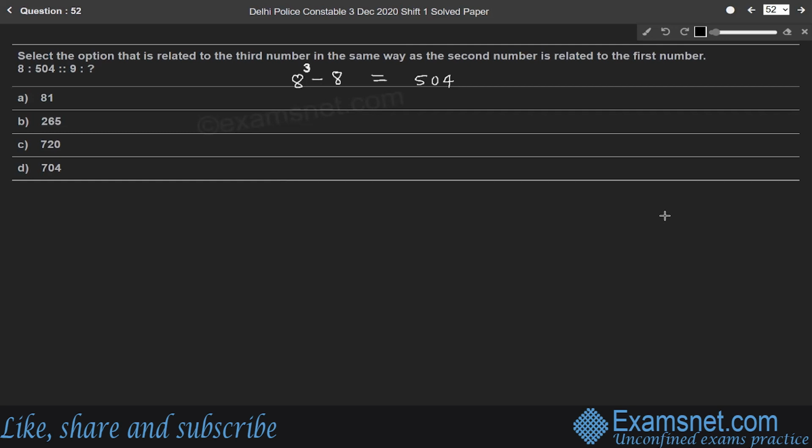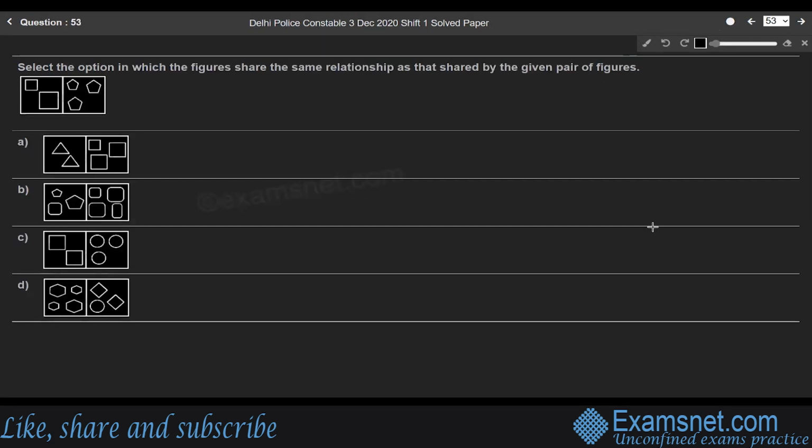What is the value of 8 cube? 512. Minus 8 becomes 504. Whereas the next number is 9. What is the value of 9 cube? It is 729. And 729 minus 9 becomes 720. Therefore, 9 is related to the number 720. That is option C.